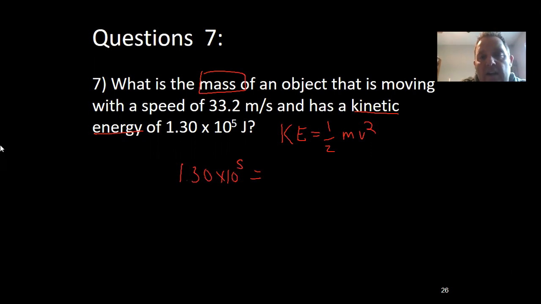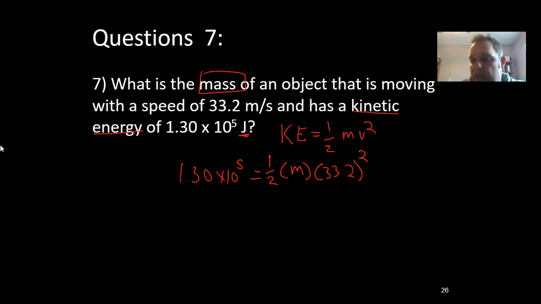And I know that's kinetic energy for two reasons. Number one, the word in front of it, and then number two, because of our units. That's going to equal 1/2. That's not going to change. Mass is what we're looking for. And our velocity is given, and it says speed. And remember, speed and velocity are very similar to each other, and squared.